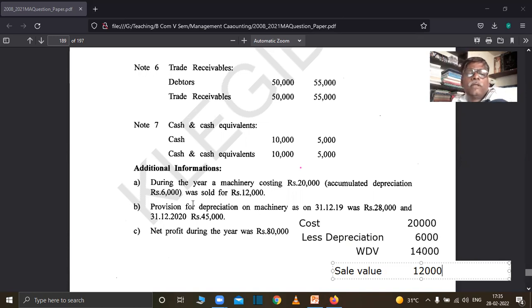Okay. Then provision for depreciation, 28,000 and 45,000 is there. Last year depreciation provision is 28,000. Current year provision is 45,000. So provision is given in this problem. So you have to prepare the machinery account by adding this provision. Add the provision and prepare the machinery account and the provision for depreciation account.